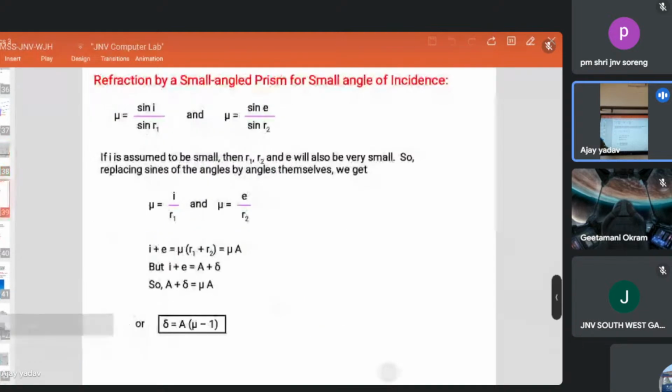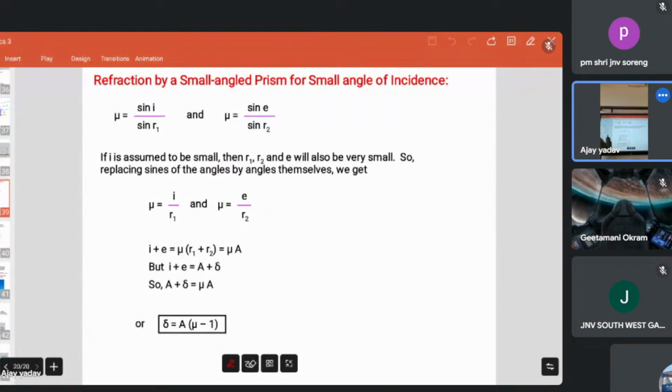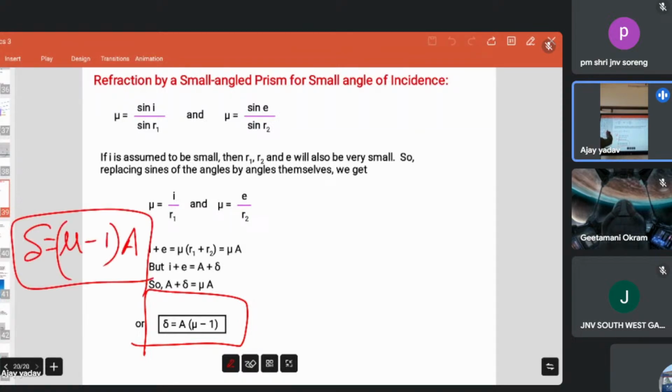Okay. Next, there is one more formula for deviation: delta equals mu minus 1 into A. We use this formula if the angle of the prism is small. If the angle of the prism is less than 10 degrees, then to calculate the deviation we use the formula delta equals mu minus 1 into A.